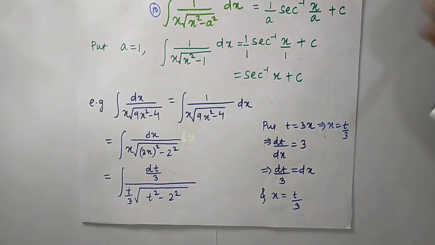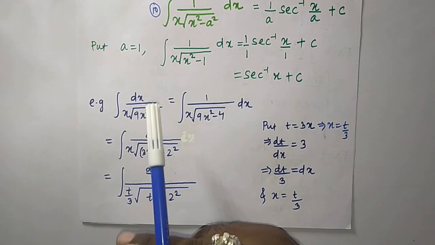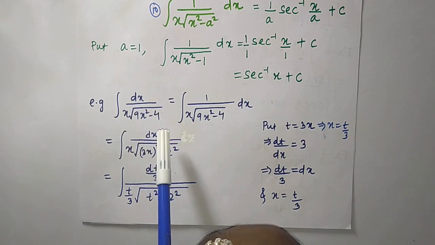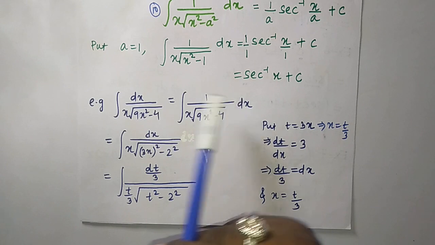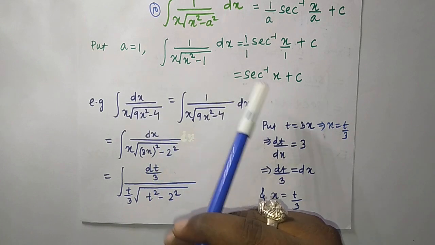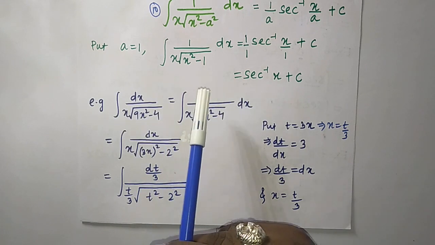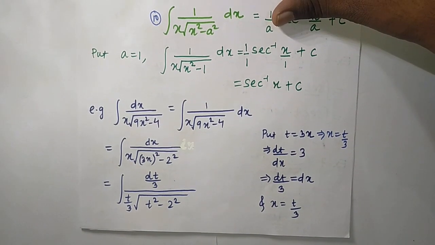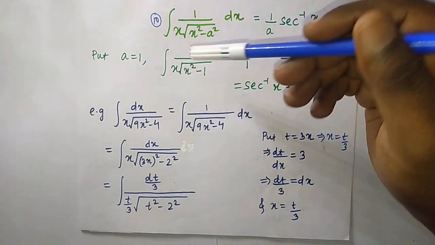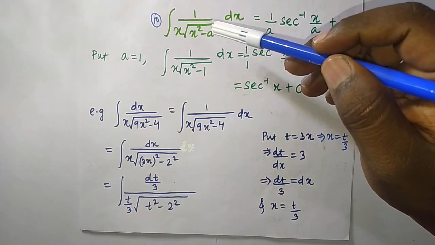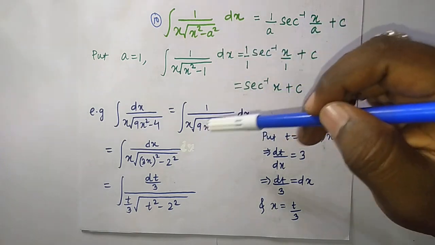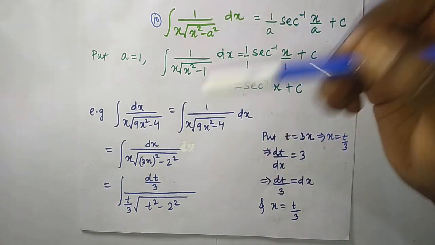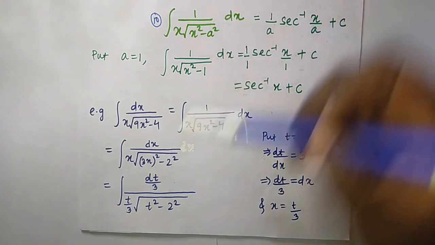Here the first example is, you have to find integration of 1 by x into root over of 9x square minus 4. These two are the same. Here only I have written the dx term separately. If you write the dx term separately, then you will get this form. I have written this form to make similarity with this general form. Now you can compare. Here this question is in this form exactly. So let's solve it.